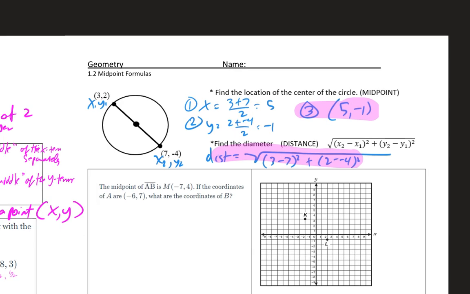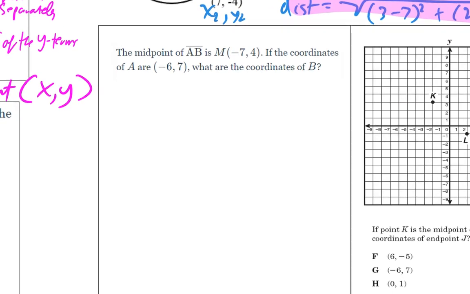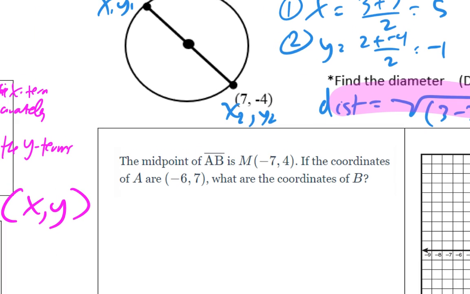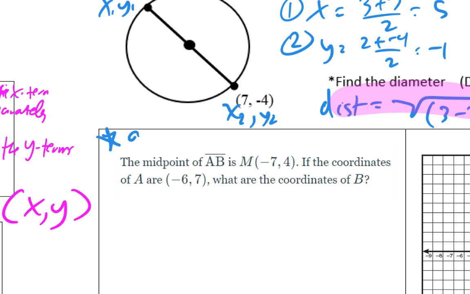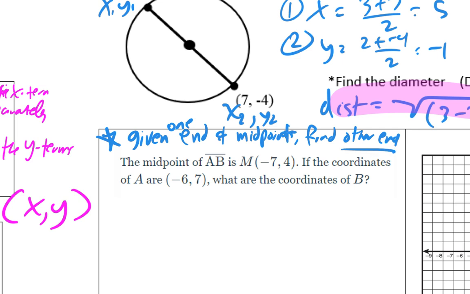All right, let's keep it moving. Next, the midpoint of AB is M, negative 7 comma 4. If the coordinates of A are negative 6 comma 7, what are the coordinates of B? All right, so this one is different. This was given one end and the midpoint, find the other end. So given one end and the midpoint, find the other end.